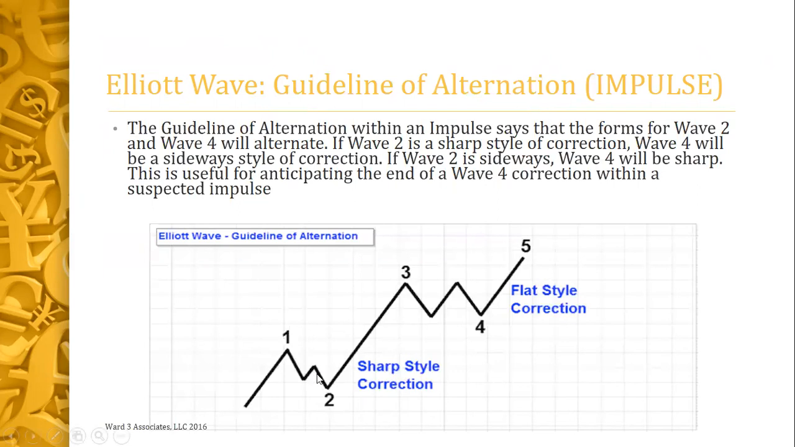So this is wave 2. This is wave 4. If wave 2 comes all the way down here, wave 4 is going to be flat. If wave 2 is flat, wave 4 is going to come all the way down here.